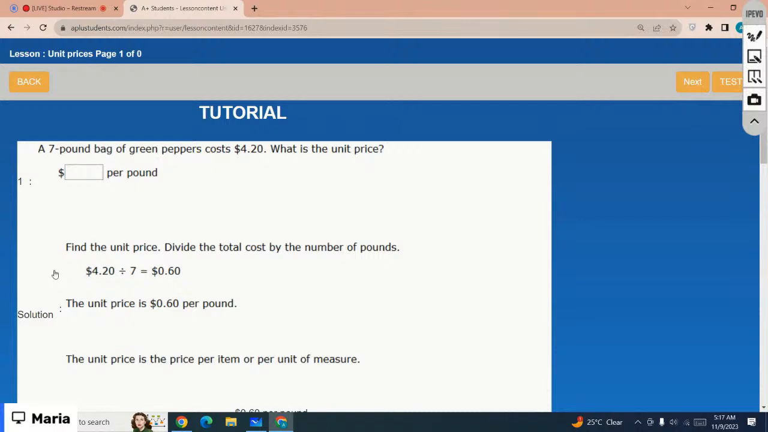So you have to calculate the price of a 1-pound bag of green peppers, right? So you have to divide the total cost by the number of pounds. The total cost is $4.20, so just divide $4.20 by 7. That means the price per pound is $0.60. Got it? Let's just start with the test questions.